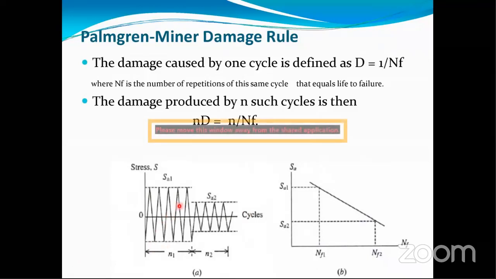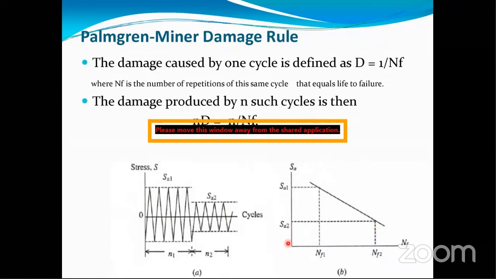Suppose we have only this cycle, we define the damage as n1 by NF1. Since we have one more cycle here, we need to consider n2 also. So we have to sum up the damage caused by the total number of cycles, that is n1 by NF1. Here you can see NF1 is the total number of cycles required for the component to fail at this particular stress amplitude. NF2 is the total number of cycles required to fail at this stress amplitude.